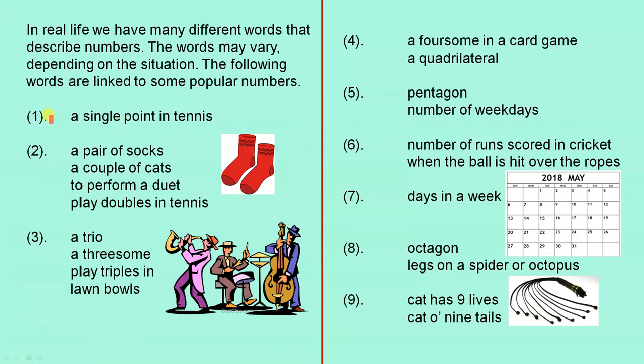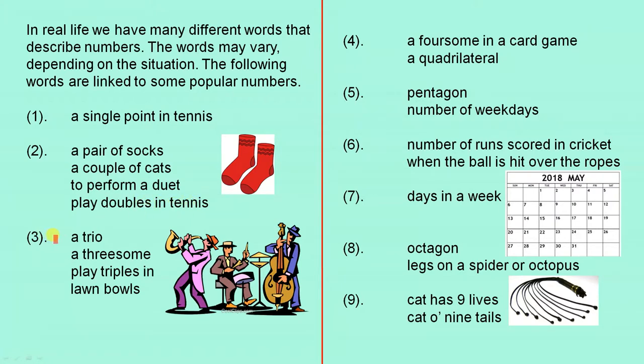The number one example is you can score a single point in tennis. So a single point means 1 point. The number 2 can be associated with a pair of socks. There are 2 of them. A couple of cats. The word couple is 2. To perform a duet. That's 2 people. If you play doubles in tennis, a team consists of 2 people.